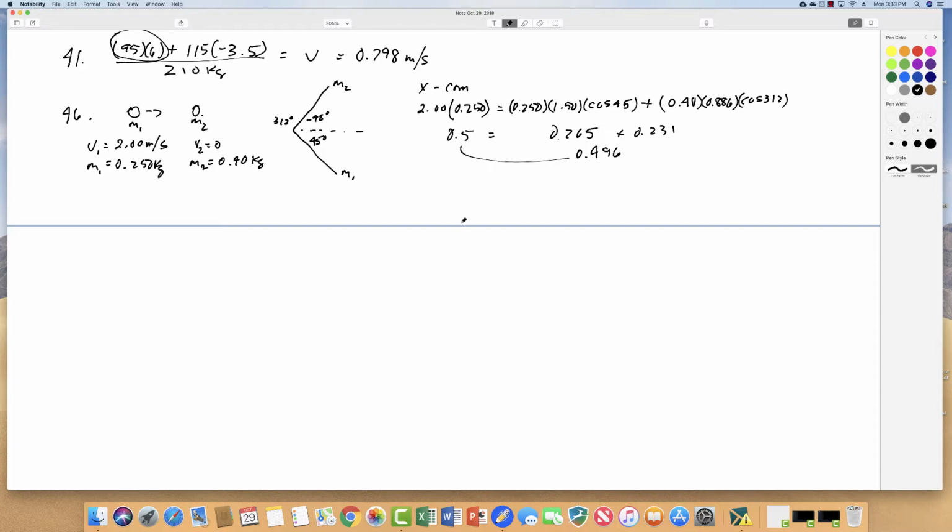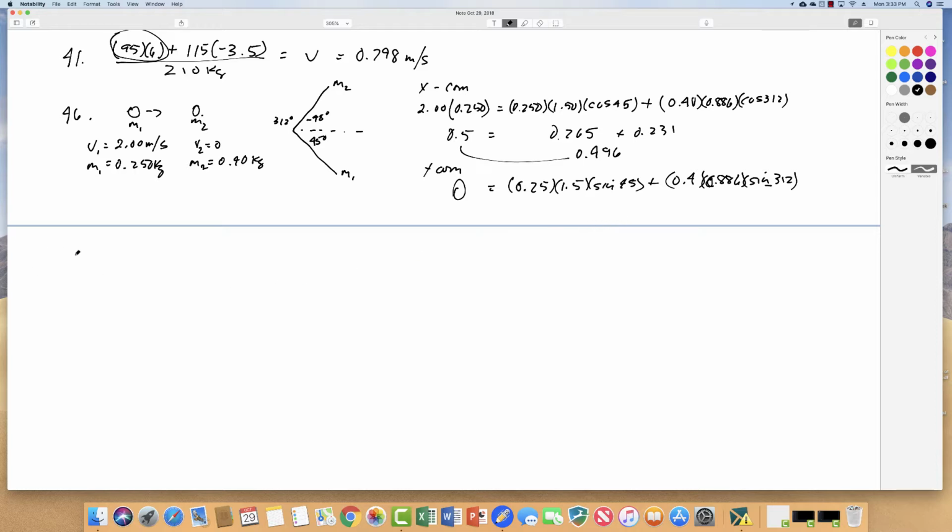Now, there was no y component. When you do the y component, the initial had no y component. The y component is going to be 0.250 times 1.5 times the sine of 45 plus 0.4 times 0.886 times the sine of 312. And if you add, this is a negative number, and they cancel each other out within the rounding error.